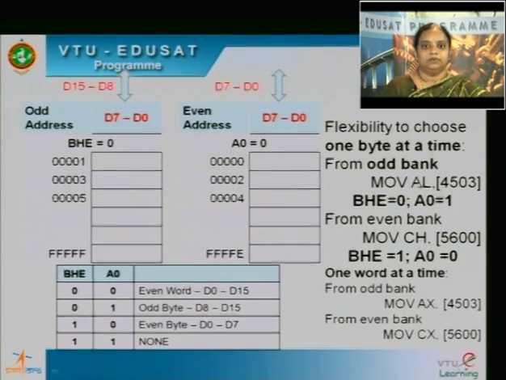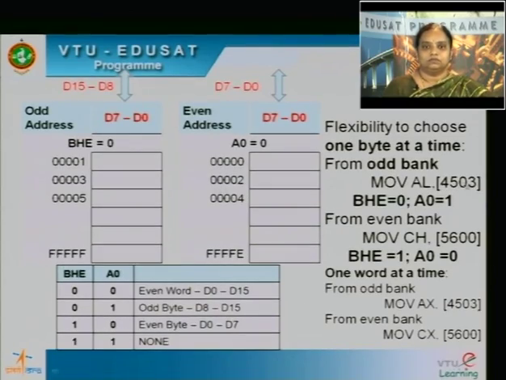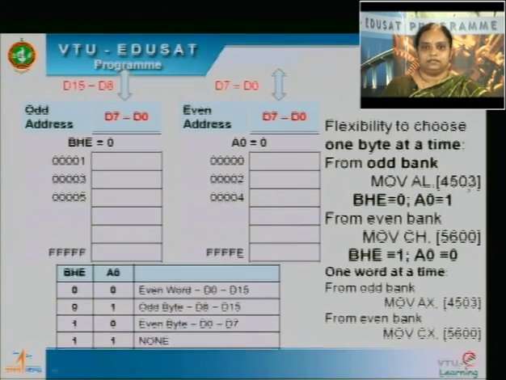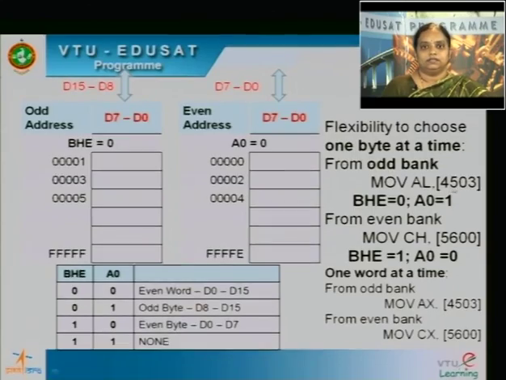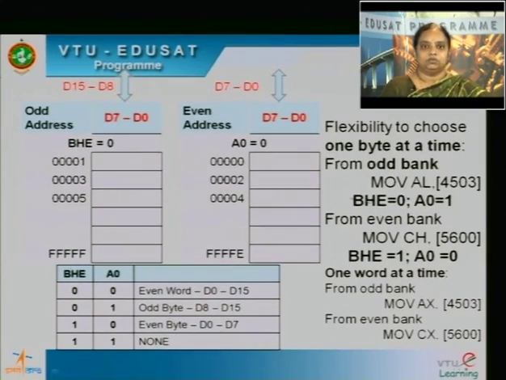For example, MOV AL, [4503]. This square brackets 4503 implies contents from memory location 4503. Now this is an odd address. So now if it's an odd address, it means that it is stored in the odd bank, and you have to read from the odd bank. To read from the odd bank, BHE should be 0 and A0 should be 1.